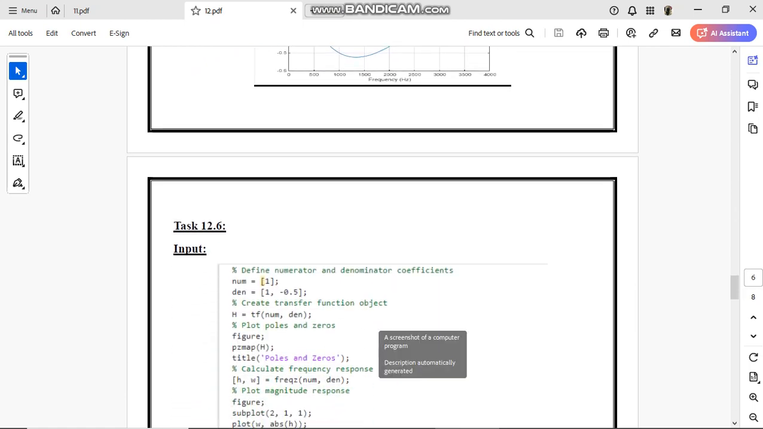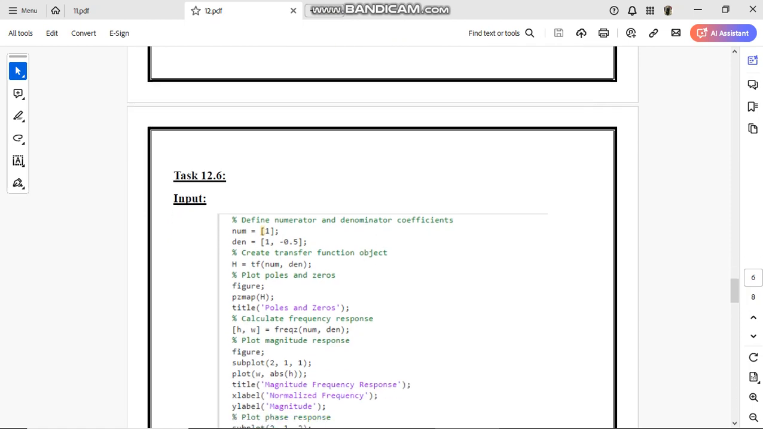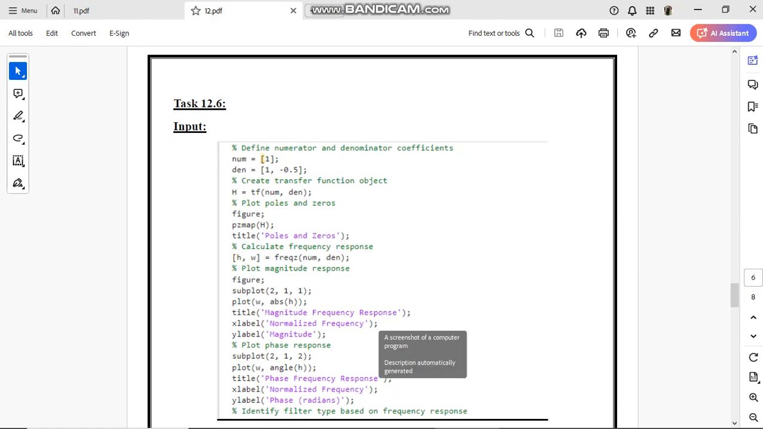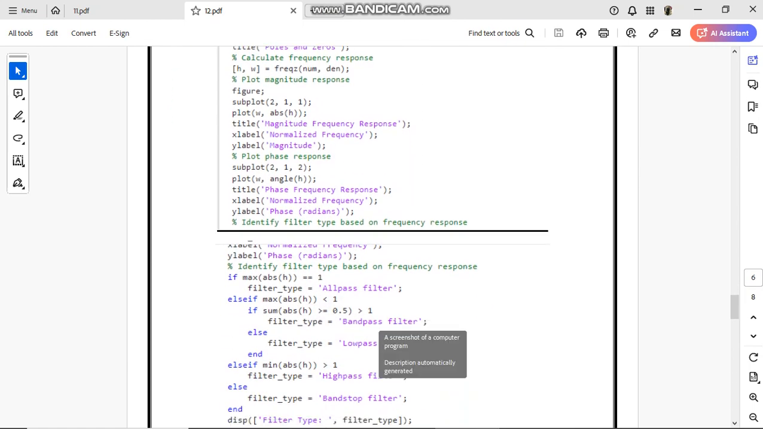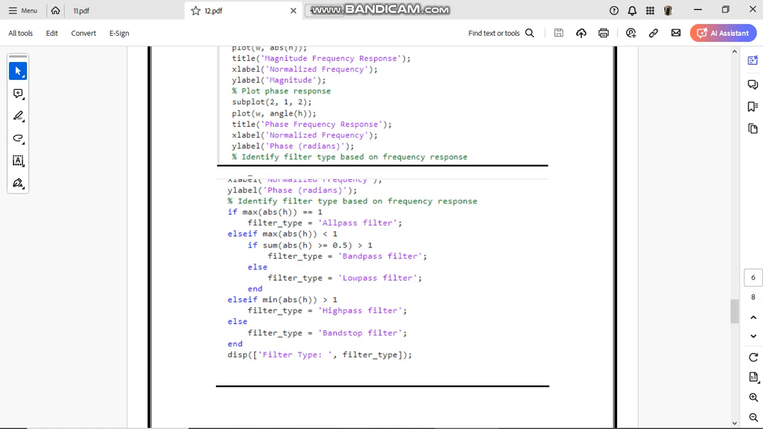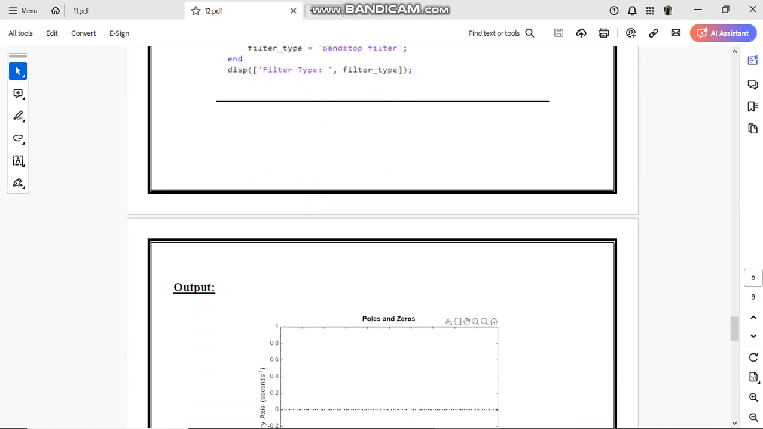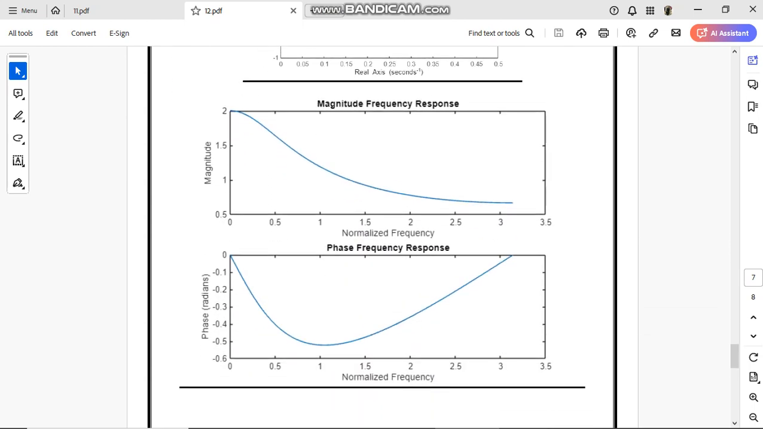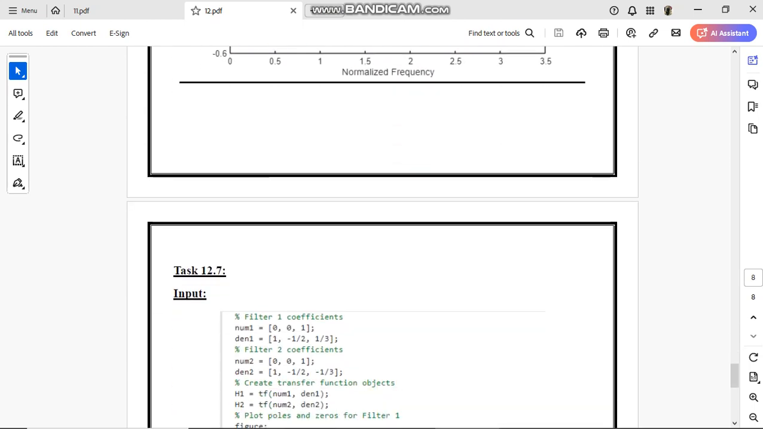The next task is 12.6, where I have defined the numerator and denominator coefficients, plotted the magnitude response, plotted the phase response, and identified the filter based on the frequency response. This code is for identifying the filter type based on the frequency response. This is the output of the pole zero diagram, magnitude frequency response, and phase frequency response.